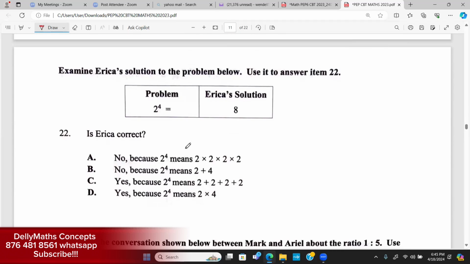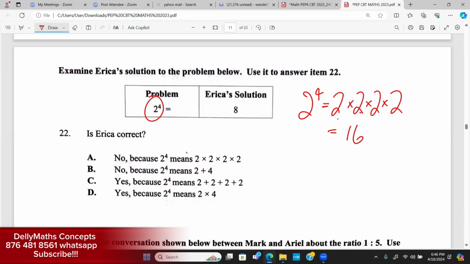All right. Examine Erica's solution to the problem. Use it to answer 22. So you're seeing where Erica, so this is the problem, 2 raised to the 4th. Remember now, we know that 2 raised to the 4th means 2 times 2 times 2 times 2. Which means 2 times 2 is 4, times 2 is 8, times 2 is 16. It does not mean 2 times 4, right? It's powers of 2. It's going to multiply by itself that many times.